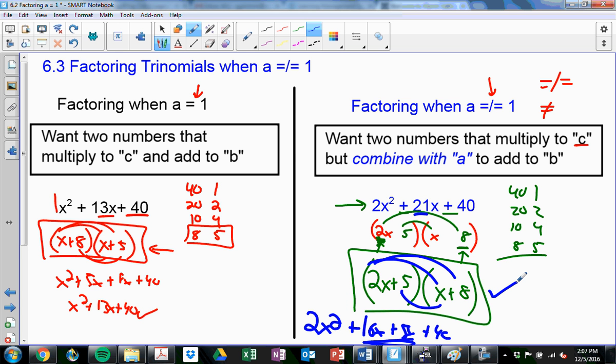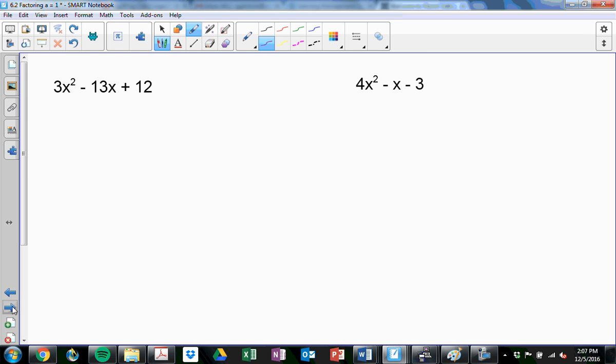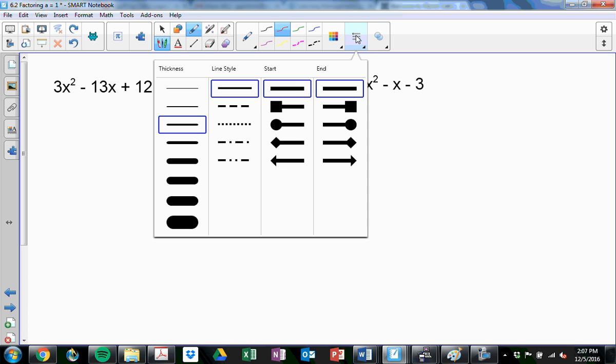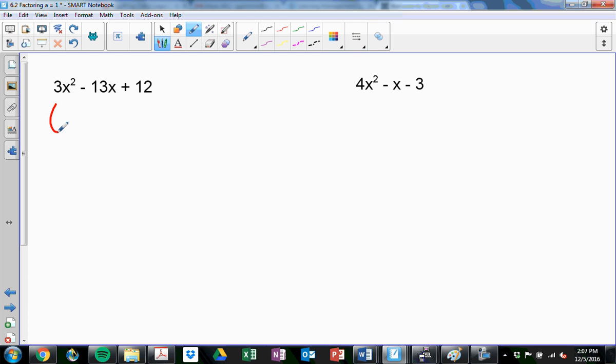So you want two numbers that multiply to c but combine with a to add to b. And I could have said that over here, that multiply to c and combine with a, because the a value is 1. So combining with a isn't very hard. So we don't really worry about it with the first example, but when a is not 1, it becomes a bit more complex. So I'm here to do a couple more examples. I know in my parentheses my options are 3x and x.